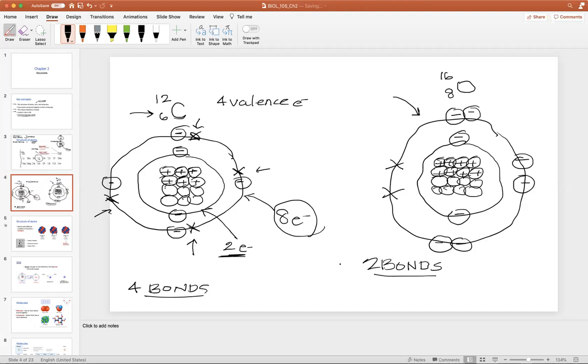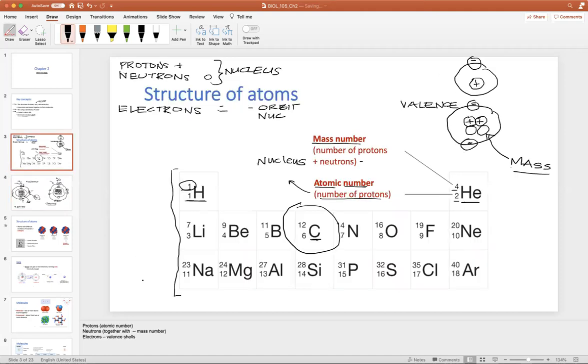Okay, things to take from this set of slides. Remember that we have 3 different types of subatomic particles. You have protons, that's derived from the atomic number. You have neutrons, you get that from the mass number, and then you look at the number of protons and subtract, that's going to give you the number of neutrons. And then the electrons are going to balance out the protons, and they are going to occur in the valence shells.